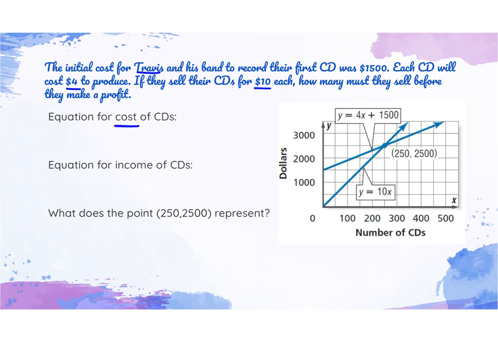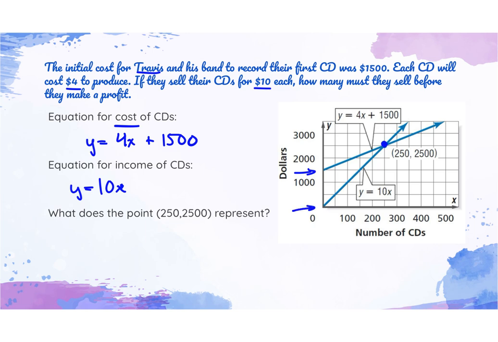So the cost for CDs, it costs them $1,500 straight up, no matter how many they sell, and then it costs them $4 per CD to make. Okay, that's this line right here. So their income from CDs is just flat out $10 per CD. If they sell 0 CDs, they make 0 money. So that's this line right here.